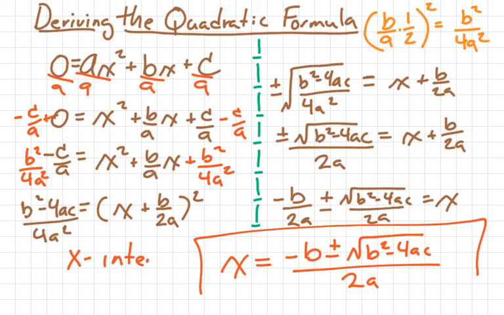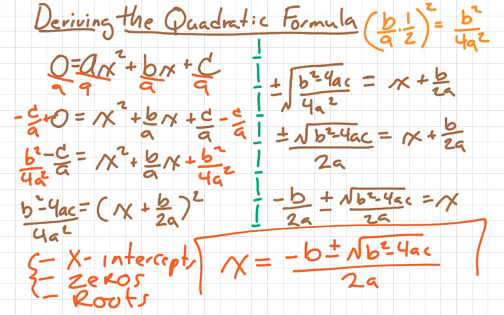Okay, and what this does is it tells you what the x-intercepts are of the quadratic, where it hits the x-axis, where the parabola hits the x-axis. They're also called zeros sometimes, or roots. All of these are the same thing.